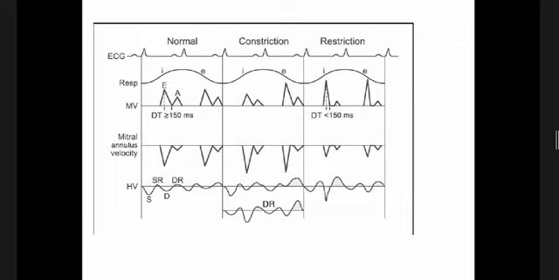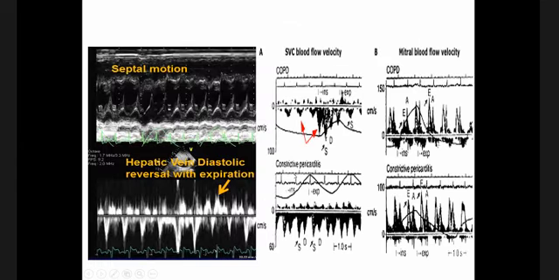So these are the same things. Basically, the mitral annulus velocity, you can see, is actually pretty good. Actually, it's increased also, whereas in restrictive, it's grossly decreased. So this is the very important thing to tell you between restriction and constriction.